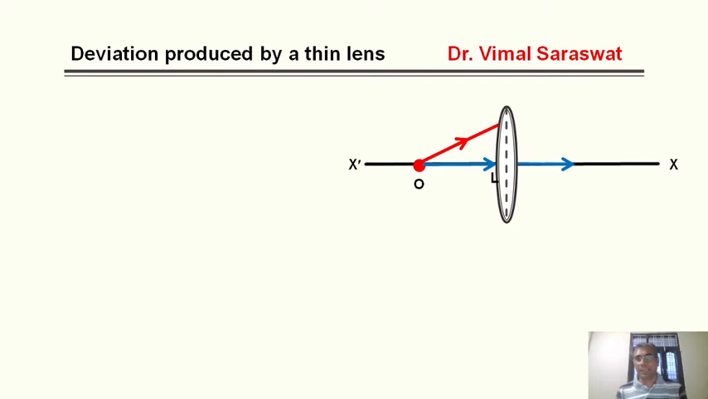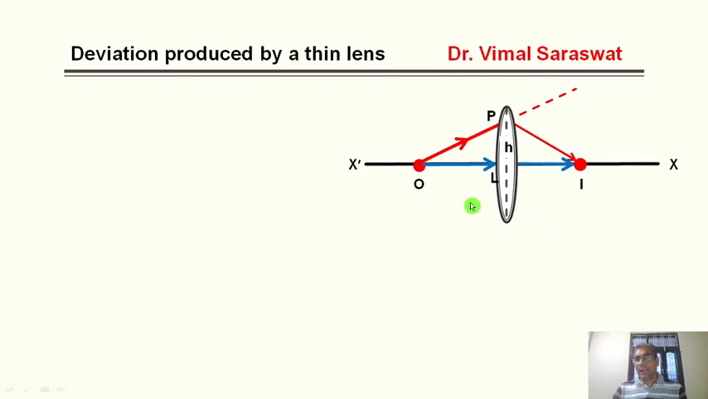Now this is our another ray. This ray is incident on the point P of the lens, and if there is no lens, then it will follow this path. But due to refraction from this lens, it follows this path, and at the point I, both rays meet together. So I will be the image of object O.